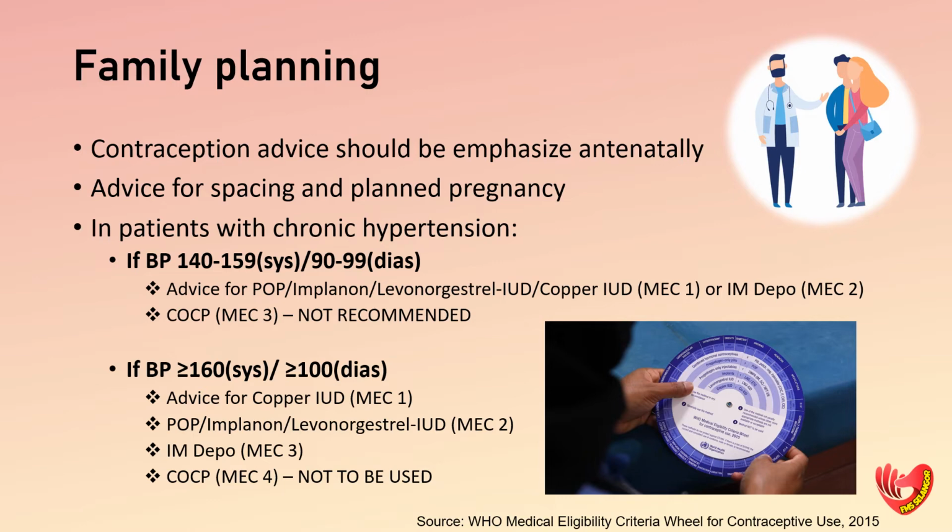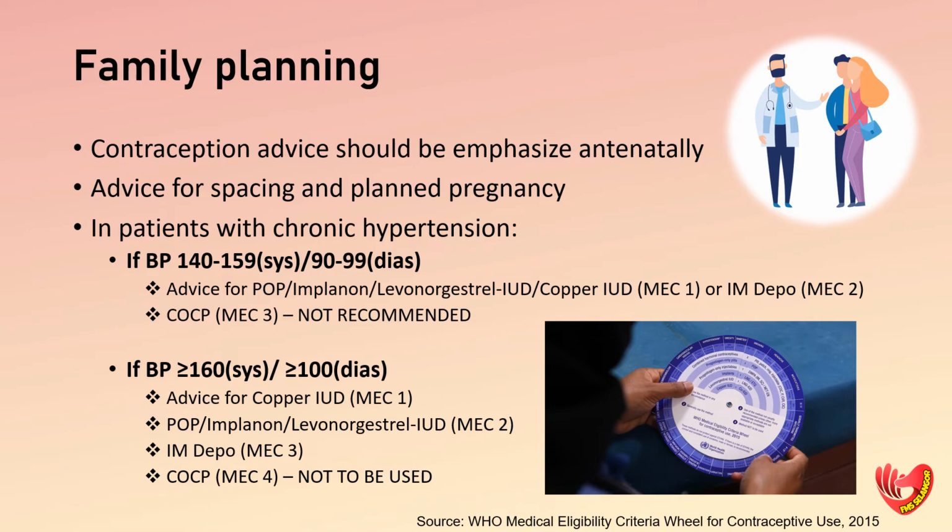The methods on this wheel are rated on a scale of 1 to 4, 1 being use the method in any circumstance and 4 being the method is not to be used. In those patients with mild hypertension, we can advise them for progesterone-only pills, Implanon, levonorgestrel or copper IUD, or even intramuscular depot. However, a COCP is not recommended unless other more appropriate methods are not available or acceptable.